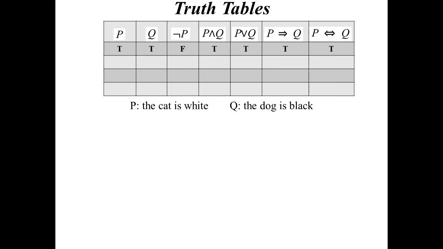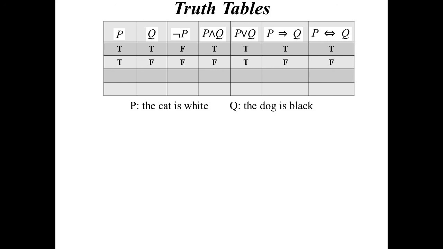But what happens when Q is false and P is true? So the cat is white, but actually the dog's not black. So the negation of P will now be false. P and Q will now be false, because you don't have both. P or Q is true, that hasn't changed. P implies Q is false now. Because remember we said, whenever we have P, we must have Q. But we don't now, because we're saying P is true, Q is false. So P implies Q becomes false, and they're no longer equivalent. They do not have the same value anymore. One's true and one's false. So that would be false.